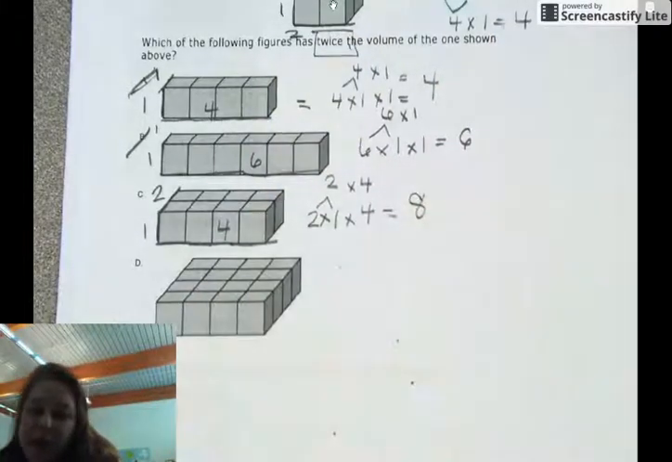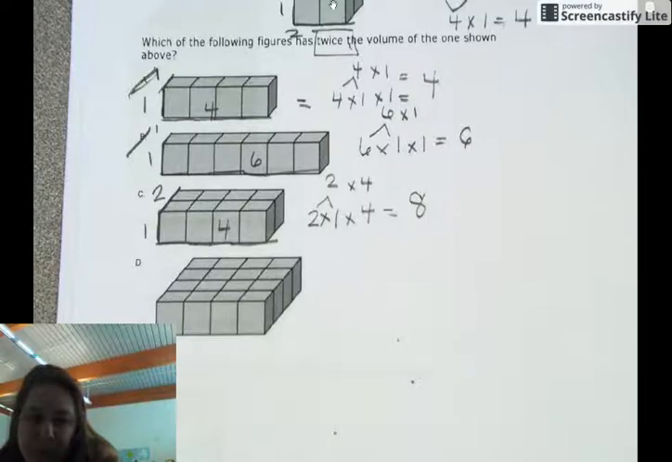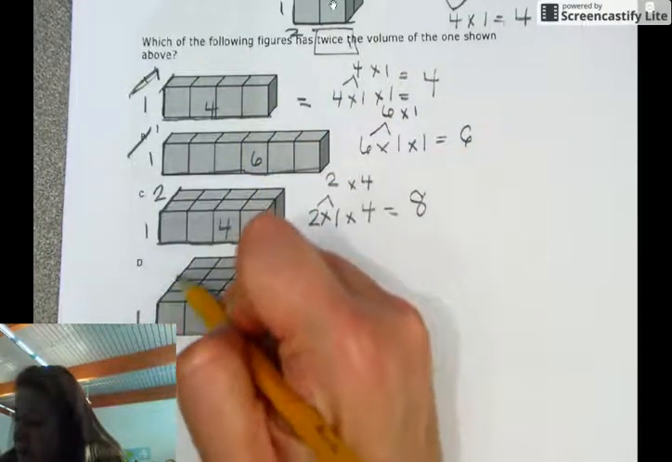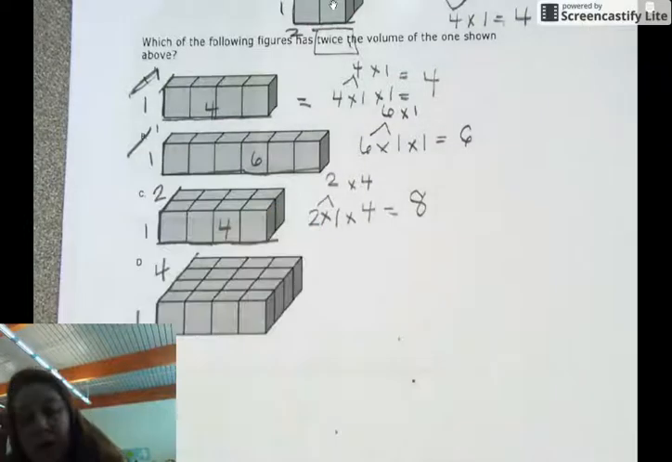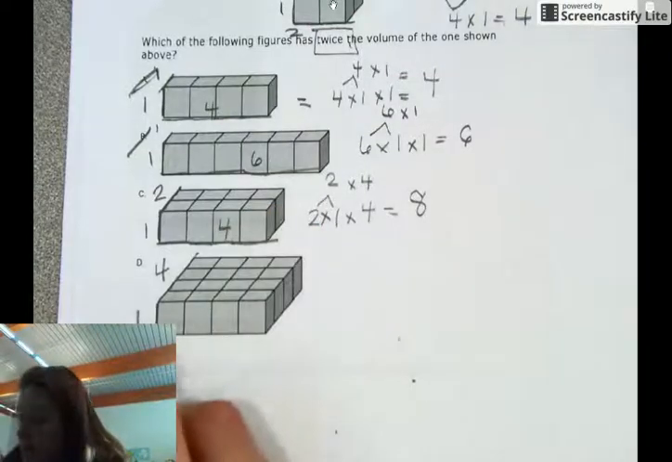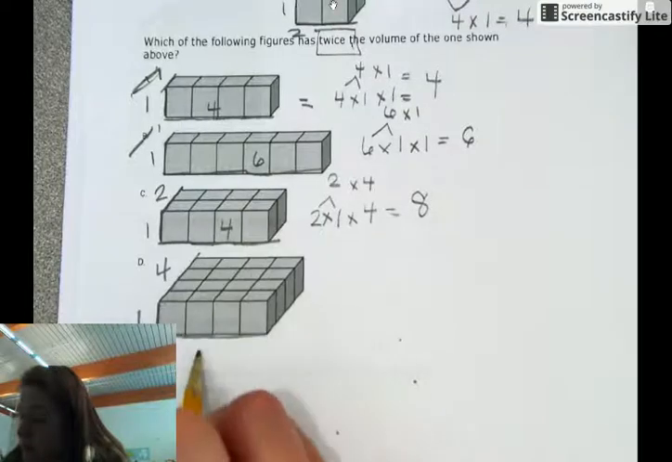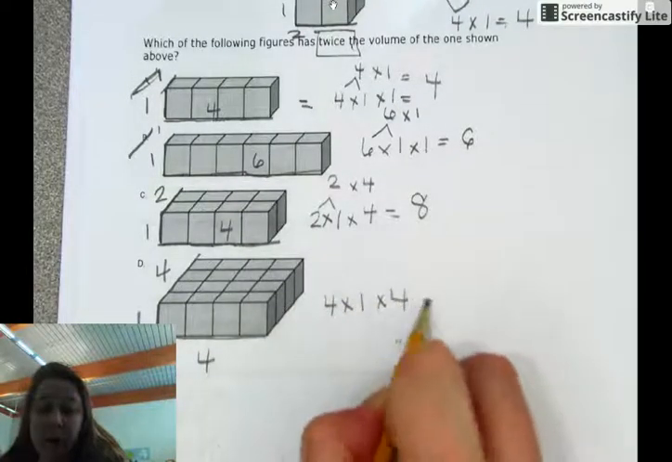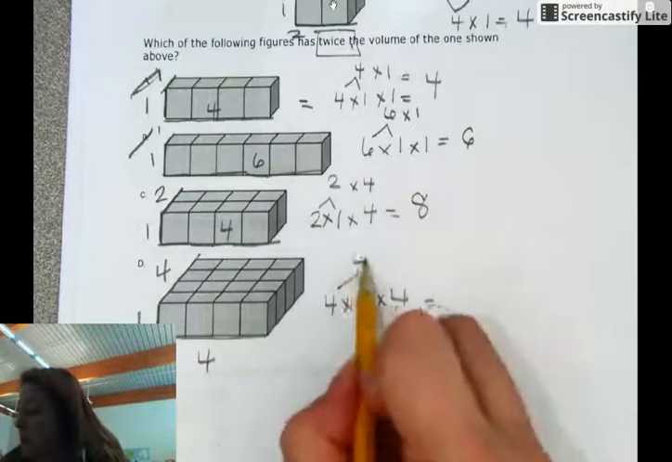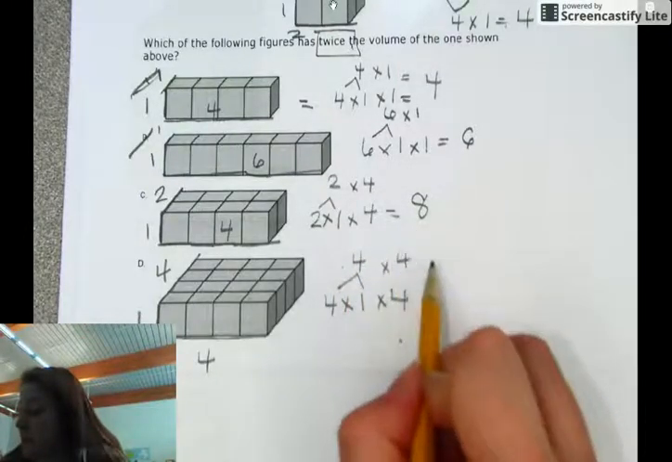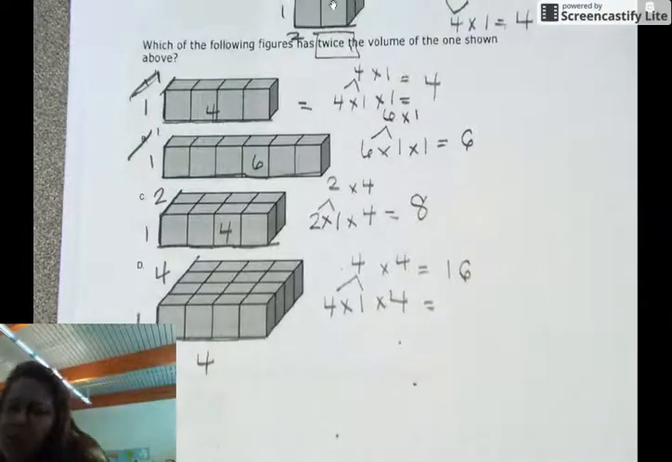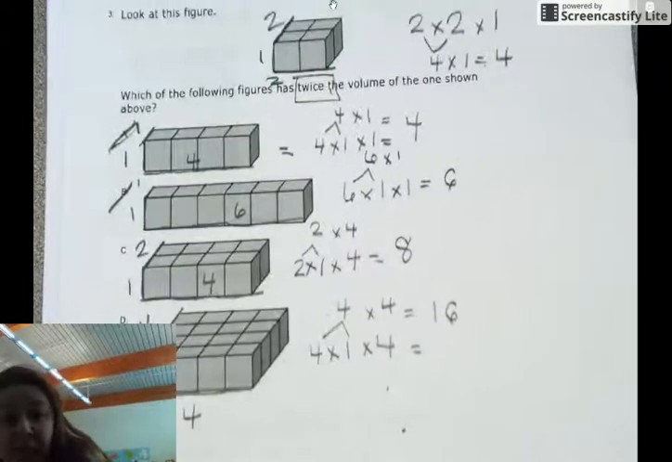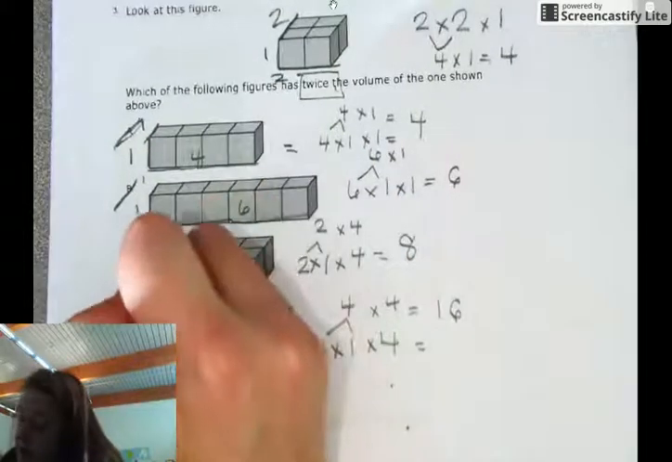Let's just check the bottom one, just to be on the safe side. So my height is 1. My width is 1, 2, 3, 4. And my length is 1, 2, 3, 4. So when I take that, I take 4 times 1 times 4. 4 times 1 is 4. Times 4 gets me 16. That is quadruple the volume. So in reality, twice the small one is actually C.